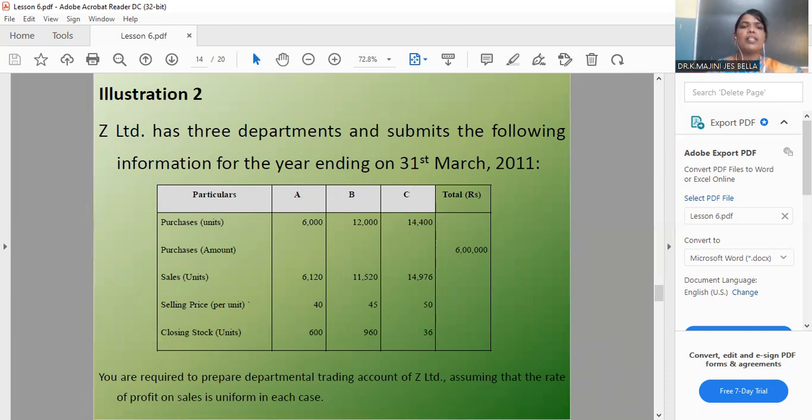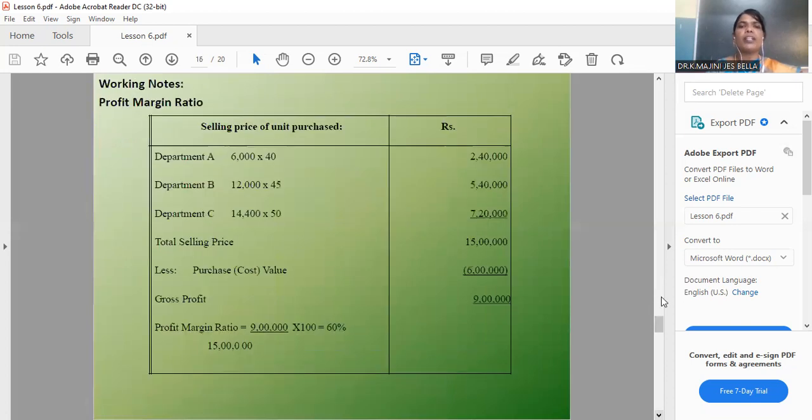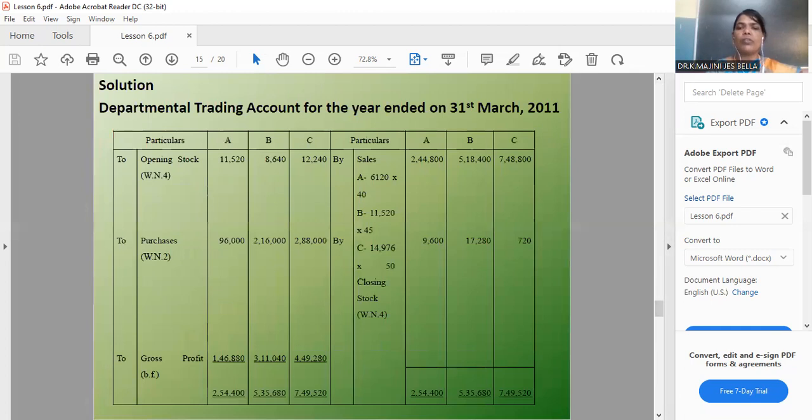Profit on sales is uniform in each case. They have given that the rate of profit is uniform in each department. Now we can see how to calculate the profit margin. See here the working note.